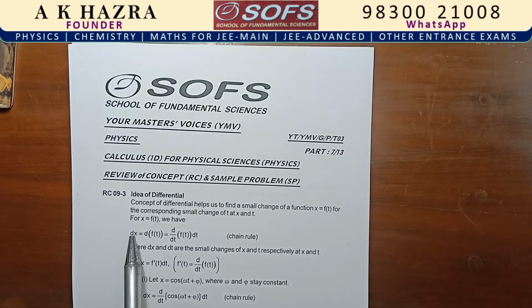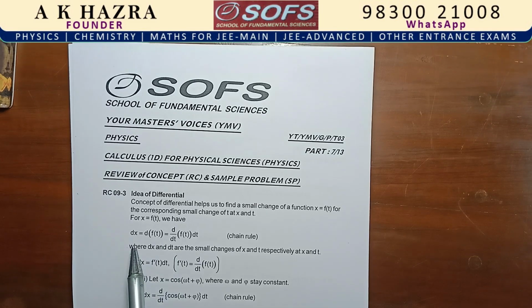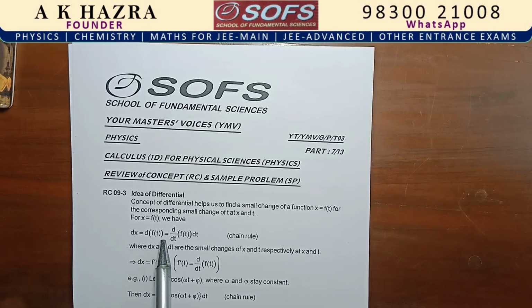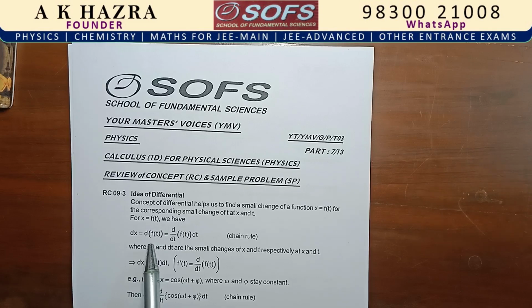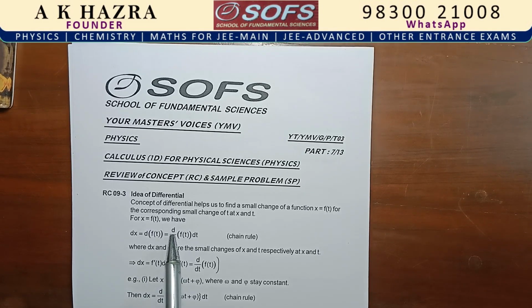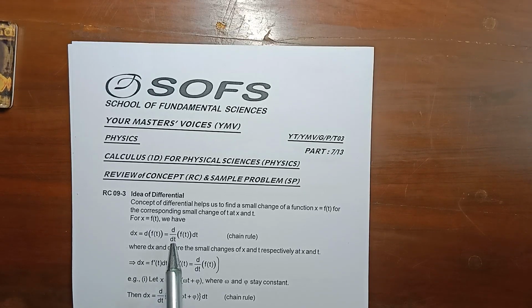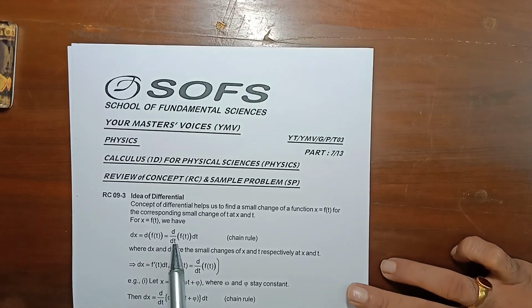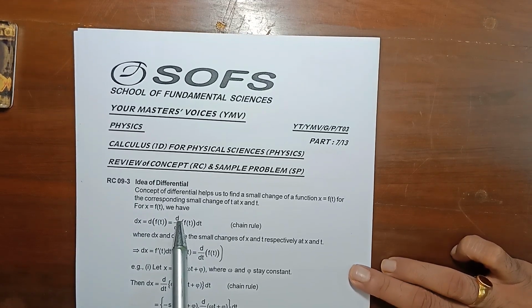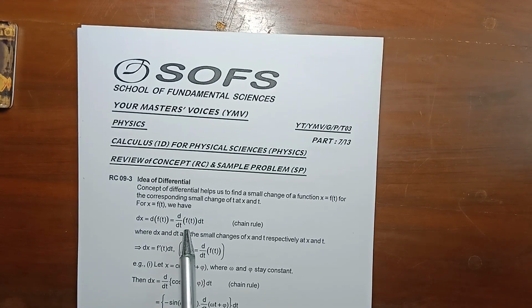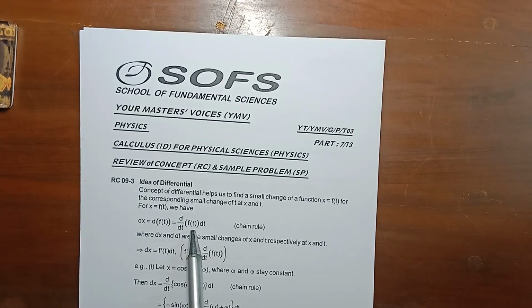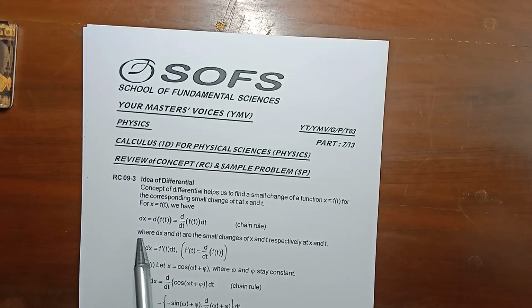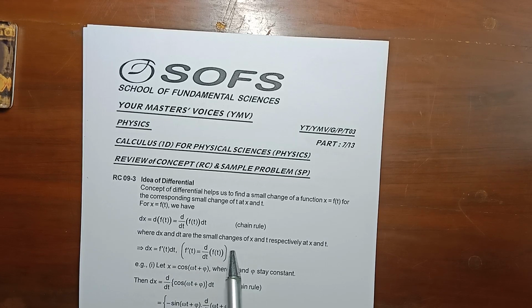How? Let us see. For x equals f(t) we have dx equals d f(t), but d f(t) cannot be operated in this way. It is a function of t, so we need the d/dt operation. So apply the chain rule: d f(t) equals d/dt of f(t) dt. Now it can be operated. Where dx is the small change of x for the corresponding small change of t, that is dt, at x and at the moment of time t.